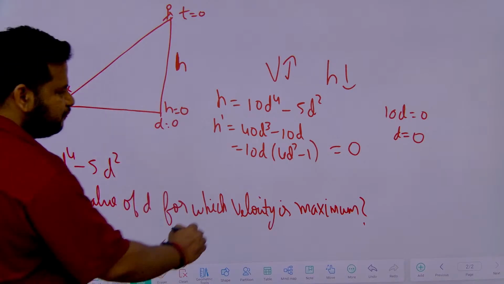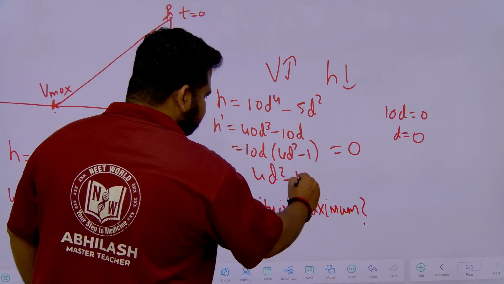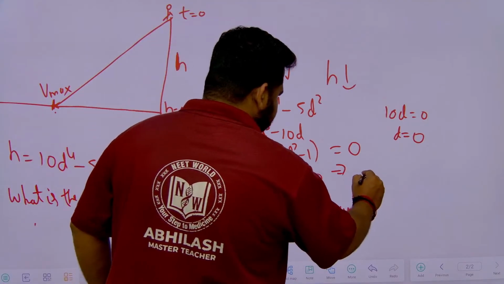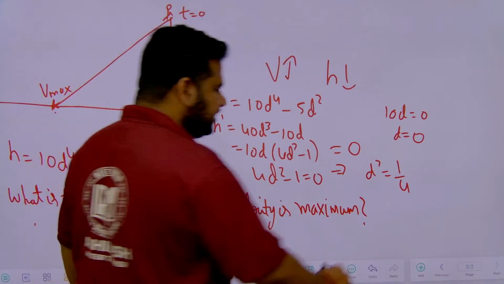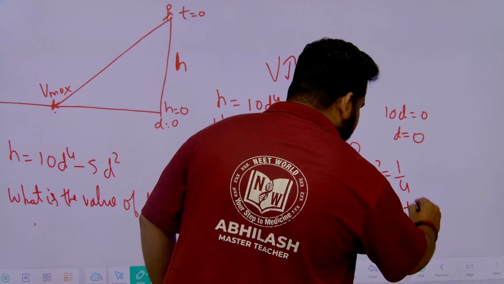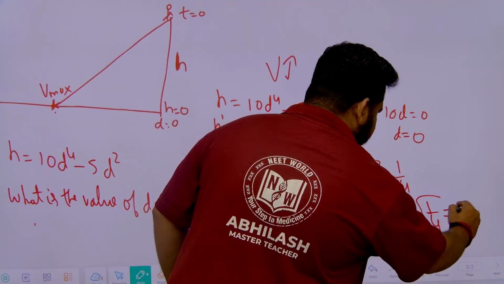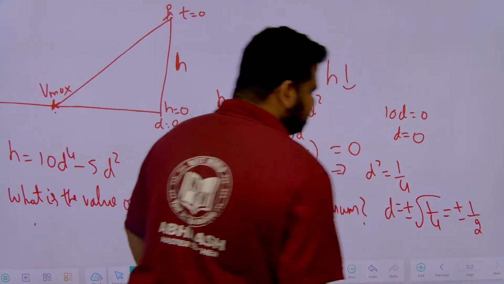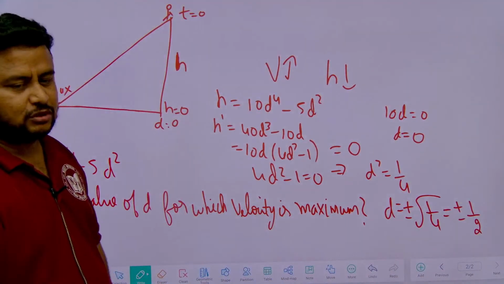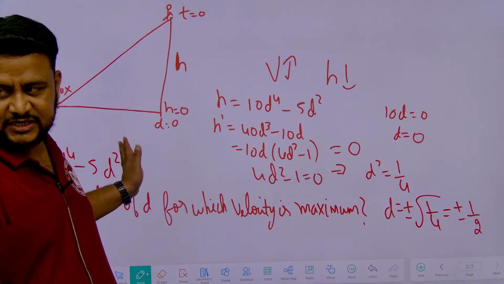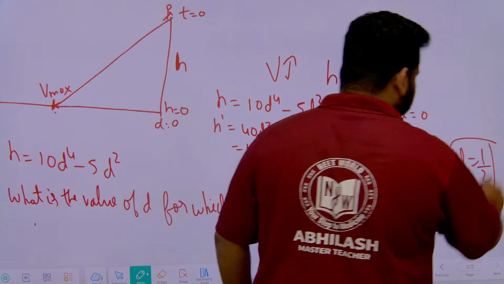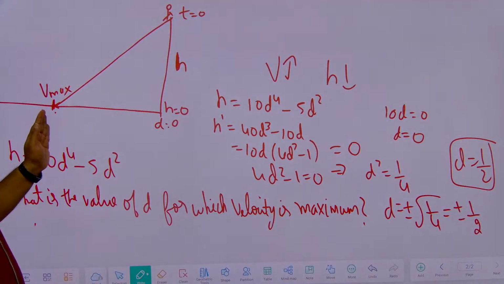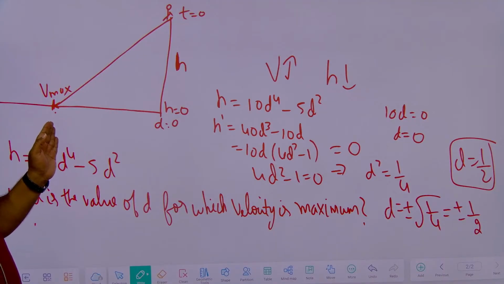Now we have 4 d square minus 1 is equal to 0. This implies d square is equal to 1 by 4. I want d, so d is plus or minus square root of 1 by 4, which is plus or minus 1 by 2. I will go with the plus option because distance cannot be negative. So d will be equal to 1 by 2. At the distance of 1 by 2 meters, velocity will become maximum.